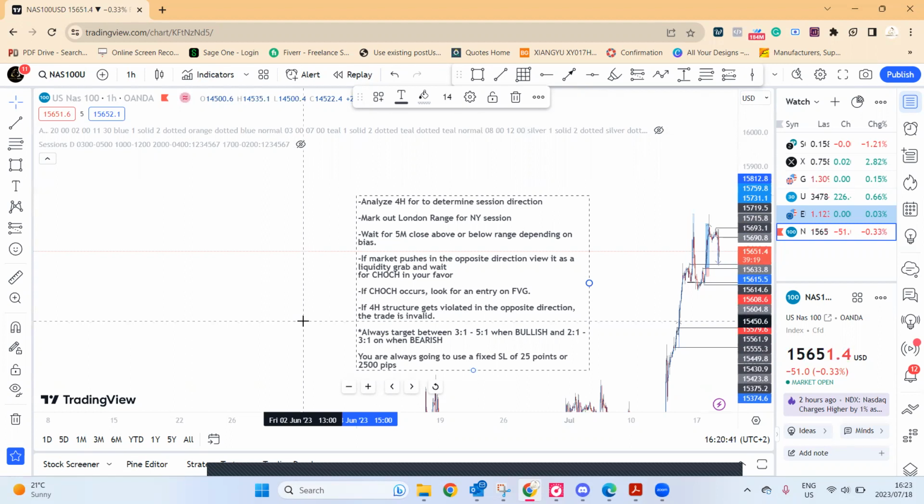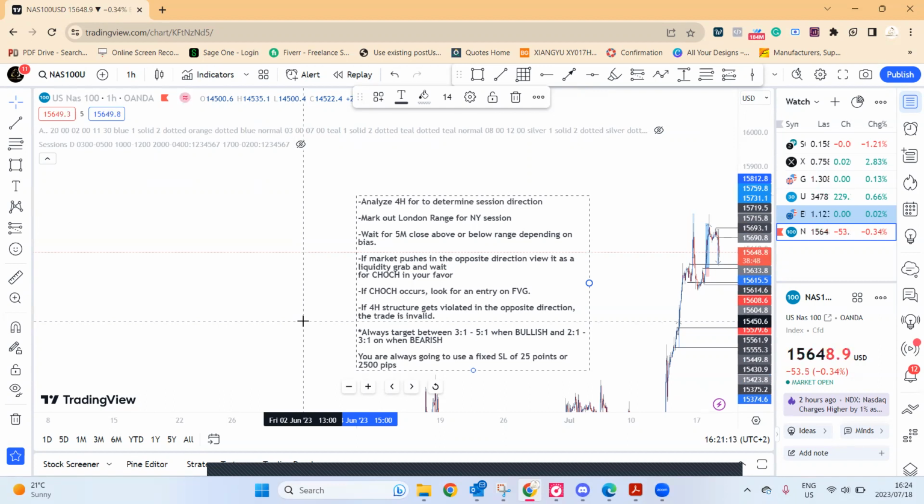And you always use a 25 points stop loss, okay, 25 points and 2,500 pips stop loss. Always super important, just because it's NASDAQ. And you can go and backtest yourself. You can see if you want to use different stuff, but again, it's whatever works for you. But this is what I've gotten out of more than 300 trades of backtesting. So yeah, you can also go and do the work and see what works for you.